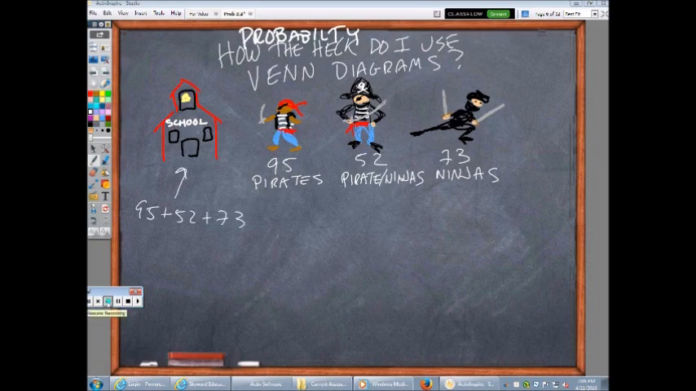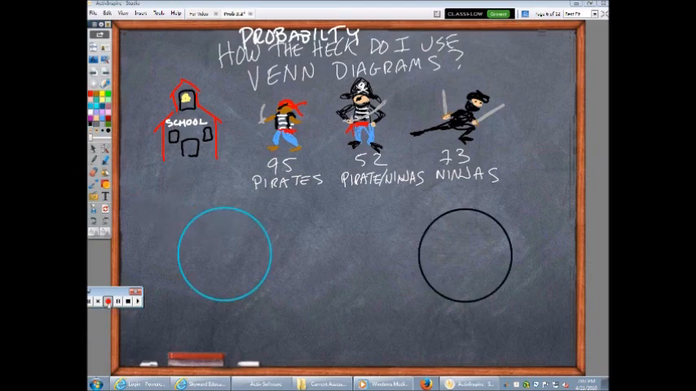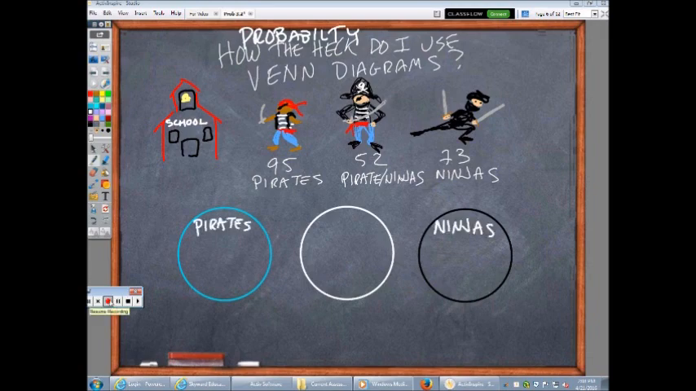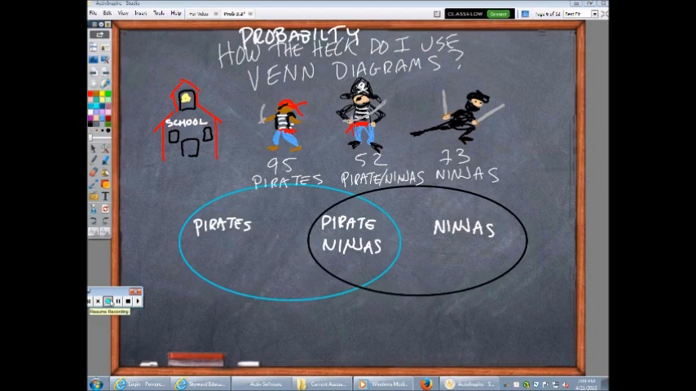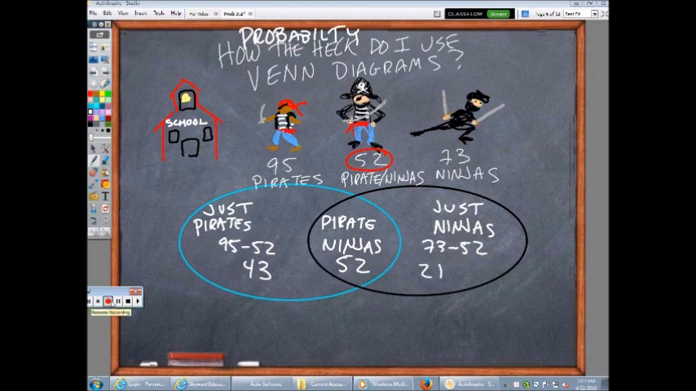You would think the number of people who go to school is 95 plus 52 plus 73, or 220, but that's incorrect. See, the problem is we can't think of these as 3 separate groups. Many people say, oh, there's a group of pirates, and there's a group of ninjas, and there's a group of pirate ninjas, and they're exclusive. The thing is, the pirate ninjas actually belong to both the groups of pirates and the groups of ninjas. So if we have 52 pirate ninjas, that comes from both those other groups. That includes people who are just pirates, of which there are 43, or just ninjas, of which there are 21. So we have to make sure that we account for any groups that may be overlapping.